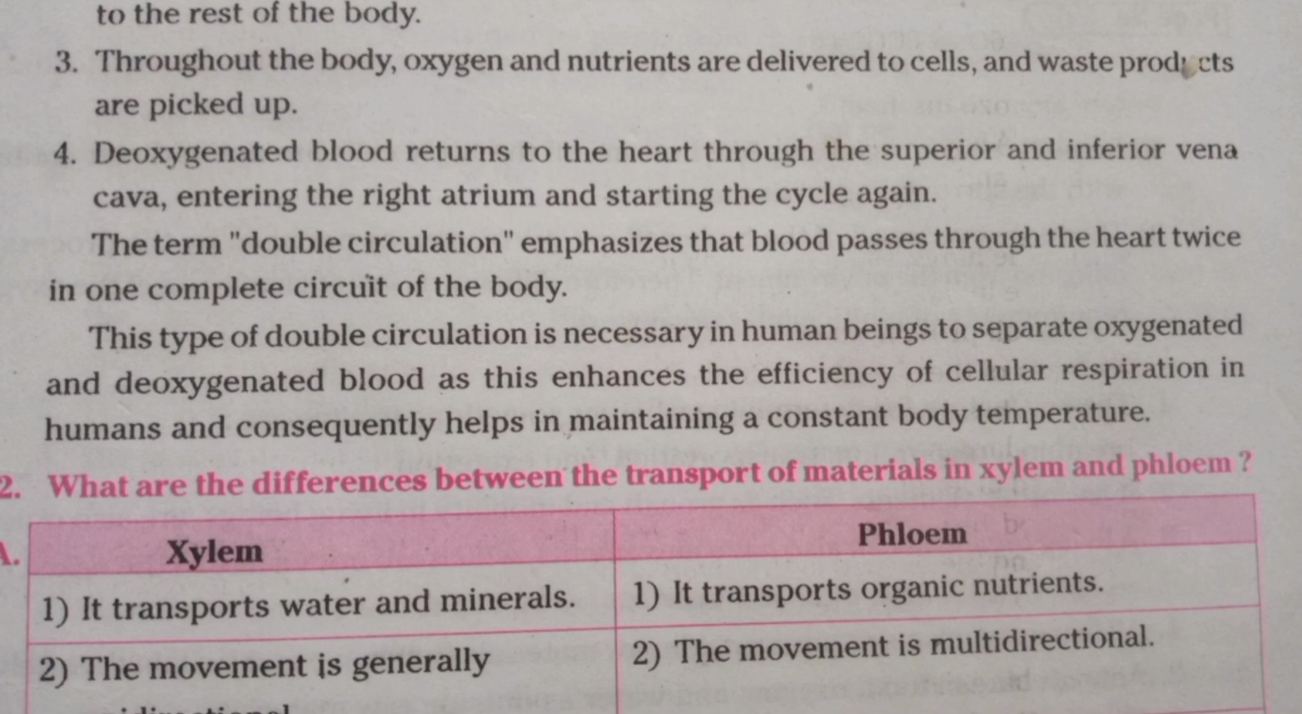the cycle again. The term double circulation emphasizes that blood passes through the heart twice in one complete circuit of the body. This type of double circulation is necessary in human beings to separate oxygenated and deoxygenated blood, as this enhances the efficiency of cellular respiration in humans and consequently helps in maintaining a constant body temperature.